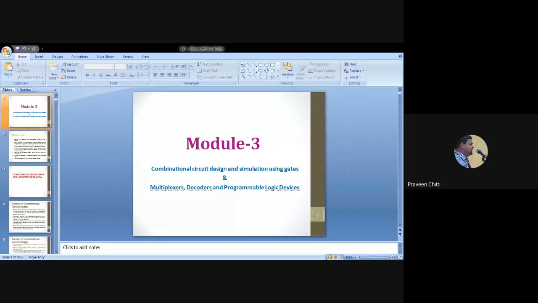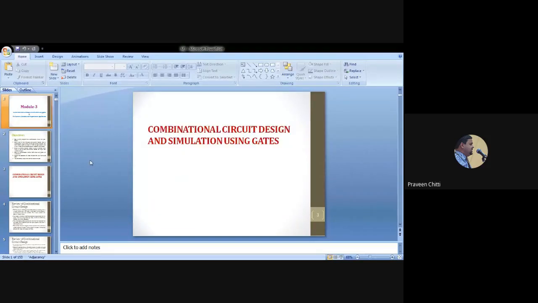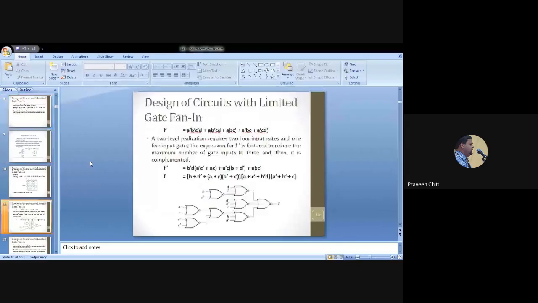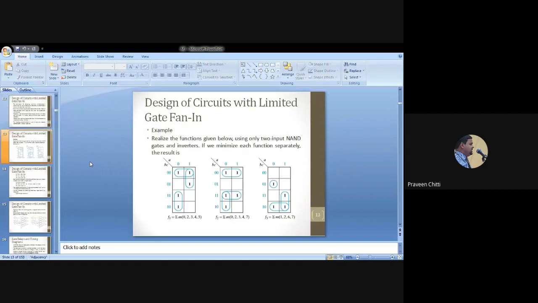About module 3, that is combinational logic circuit, right? So in today's class we are going to study how we can do the designing with limited fanning, and then we'll study what is the significance of delays, gate delays, right? Before we proceed further, we'll continue with where we have stopped in the previous class.